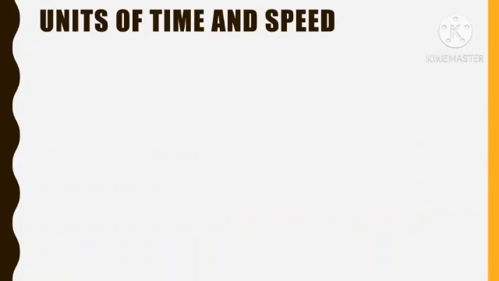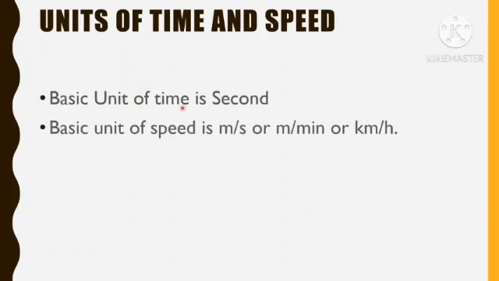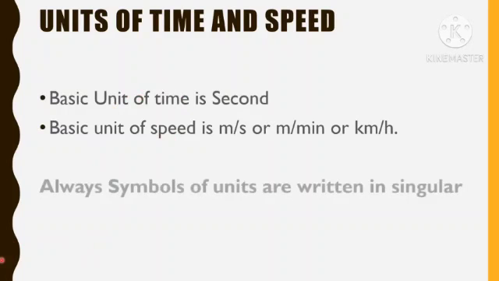Now, units of time and speed. The basic unit of time is the second. This is the smallest unit. If you want to go to larger units, then there are minute and hour. The basic unit of speed is meter per second, or meter per minute, or kilometer per hour. Always, symbols of units are written in singular. Remember that, this is very important. They are not written as meters per seconds or meters per minutes, kilometers per hours. This will be wrong. They are always written in singular.